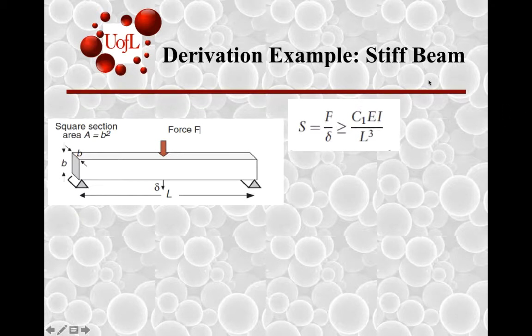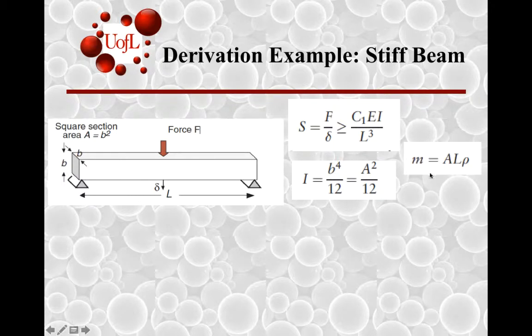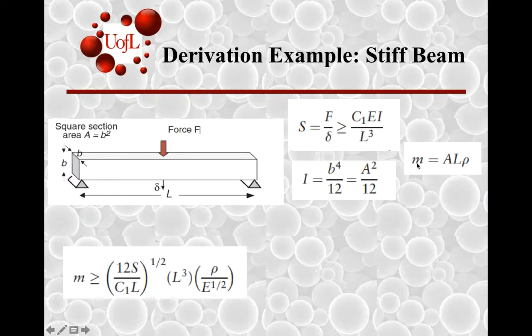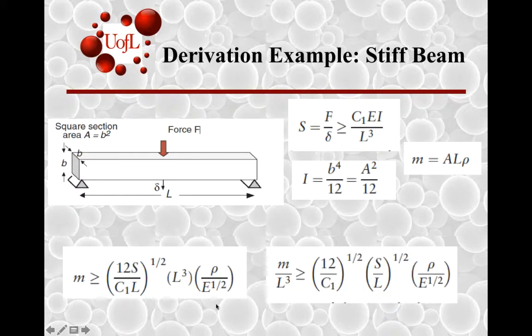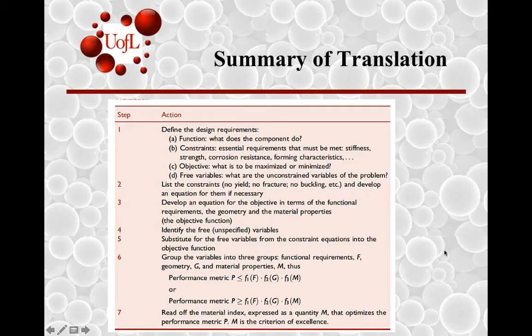For a stiff beam, we had this type of parameter for the stiffness, and by taking into account the moment of inertia, we wanted to deal with reducing the mass in this case, and we decided that this was a product of these three terms. If you rearrange this slightly, you will have a constant over here, and then this term over here, and then the material index term. So during a translational step, which is the focus of this class, here is a summary of different aspects of the design process.